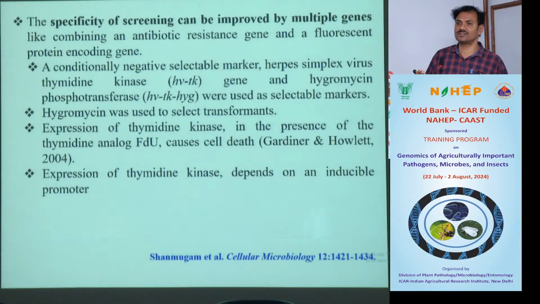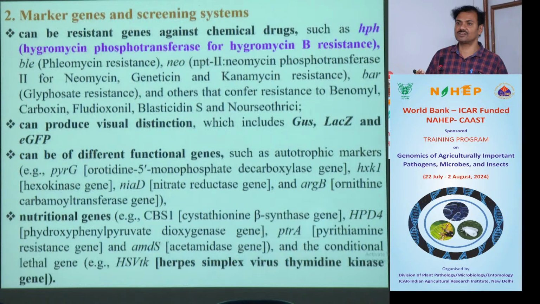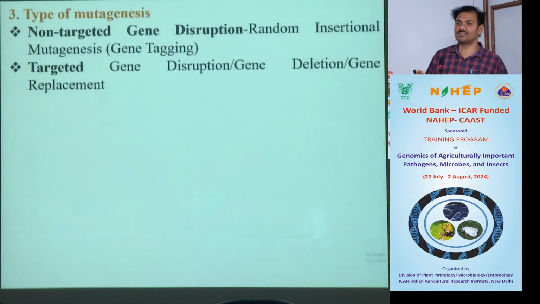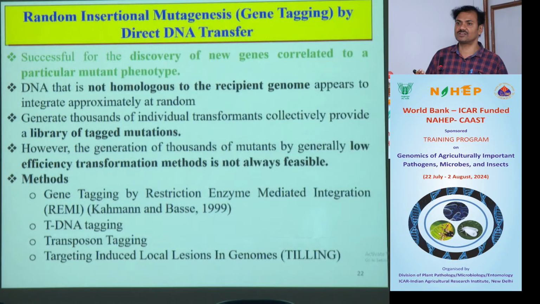Now, in some cases we have a combination of these, like visual distinction GFP plus hygromycin. So there will be combinations also, and depending upon our work and our interest, we can select the marker genes. And the types of mutagenesis are the random mutagenesis technique and the targeted mutagenesis, which I already told. So what is random mutagenesis?